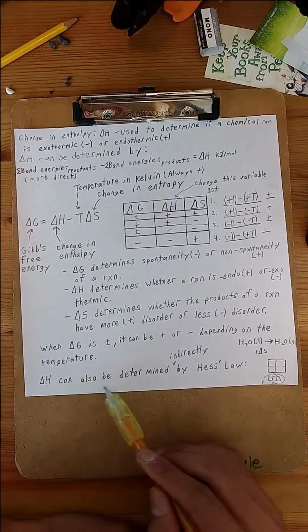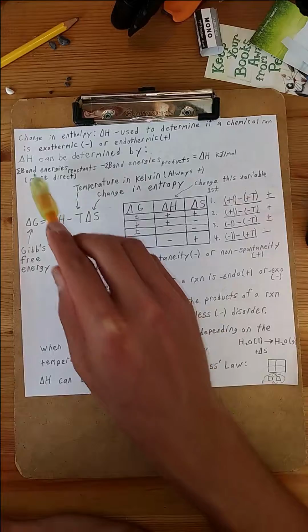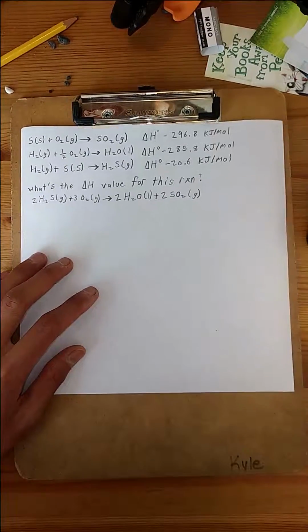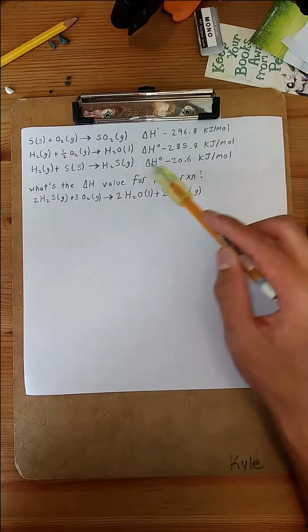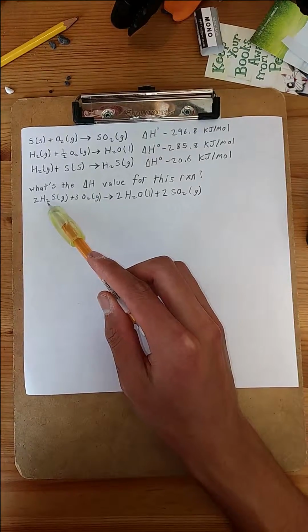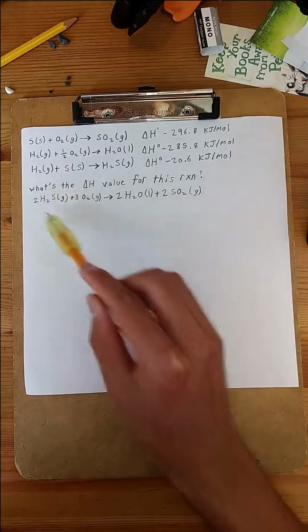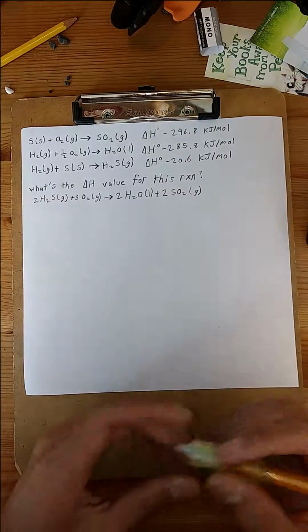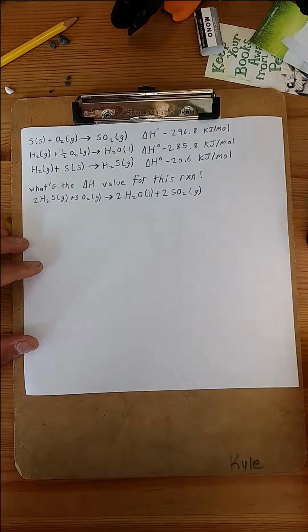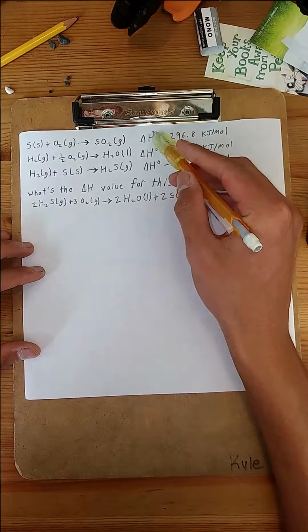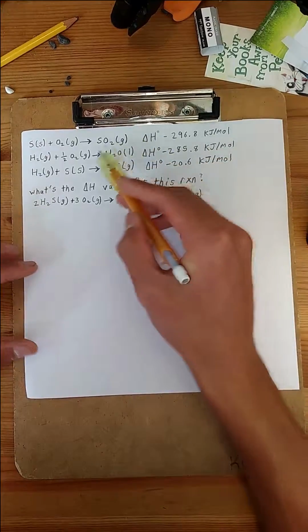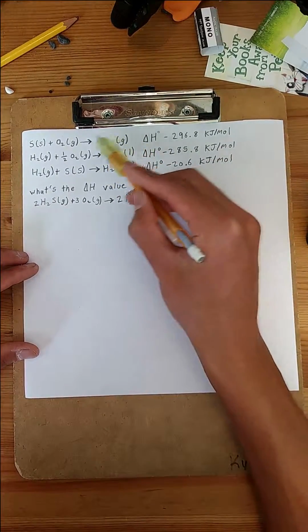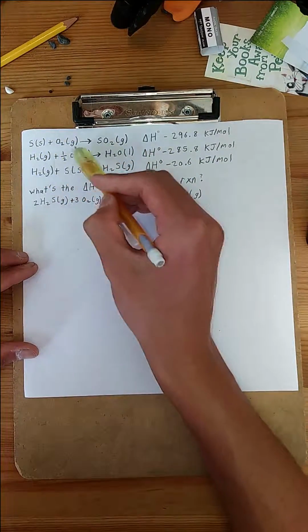And delta H can also be determined indirectly by Hess's law. So in addition to this method, you can also do it by this method. When you're given the delta H's of 3 reactions, you can find the delta H of another reaction implicitly or indirectly by summing up all the successive delta H's in a specific order that yields the things you want on one side and the things you want on this side.